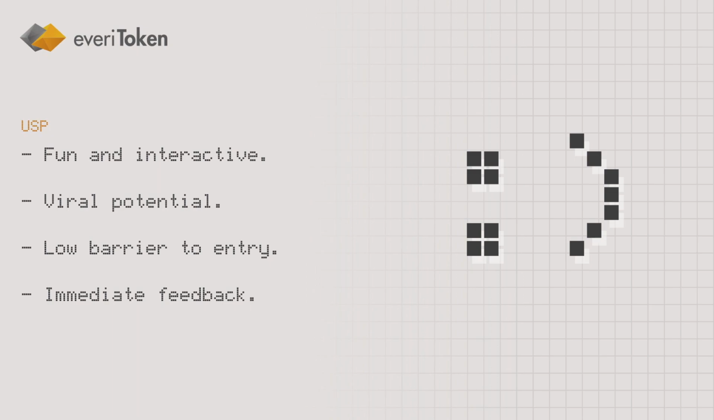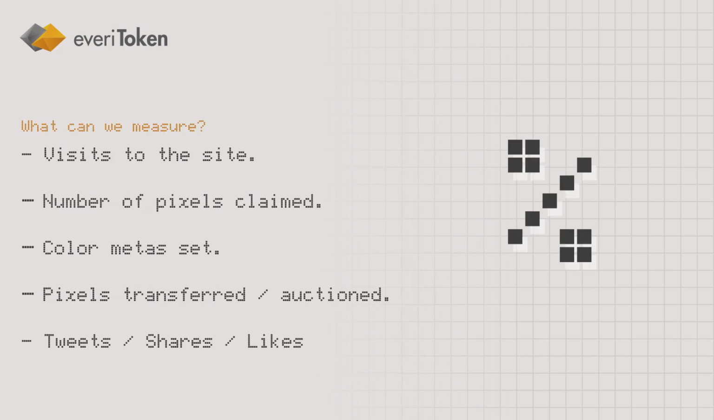So what makes this project unique from other submissions? Well, it's fun and interactive. It has some potential to go viral, especially when some of the planned features are finished. It has a very low barrier to entry, like nothing needs to be downloaded or installed, and it provides immediate feedback and reward. So what can we measure here? We can measure visits to the site, the number of pixels claimed, color meta set, pixels transferred or auctioned, and the number of tweets, shares, and likes.